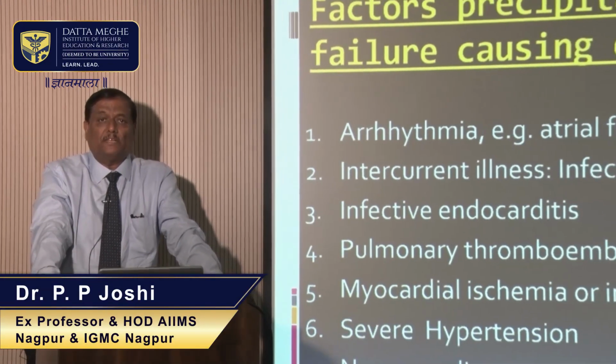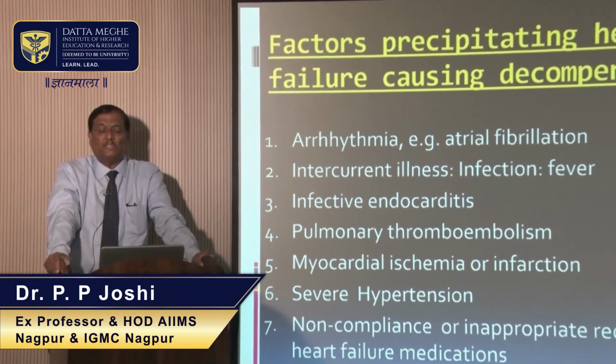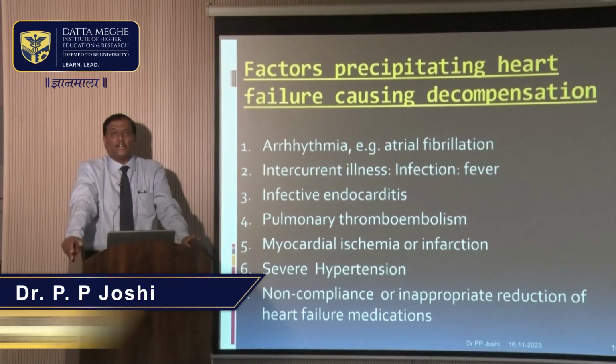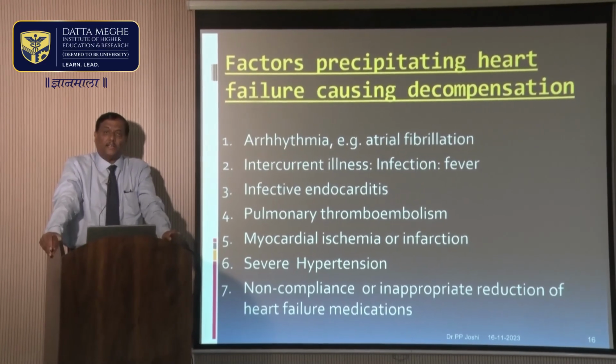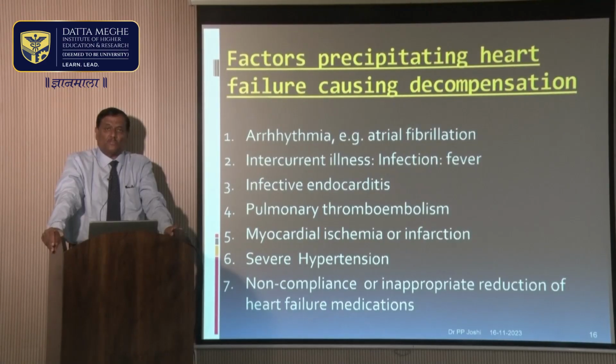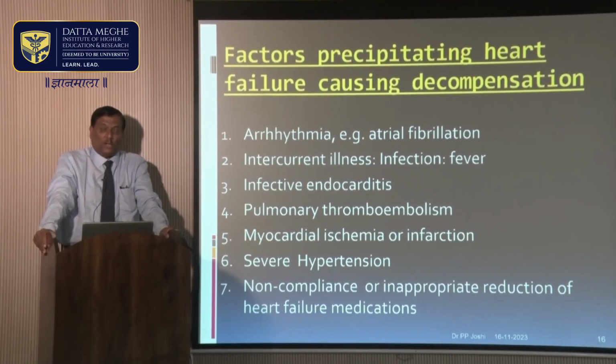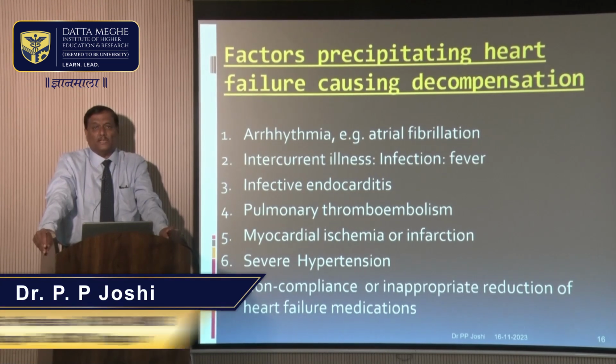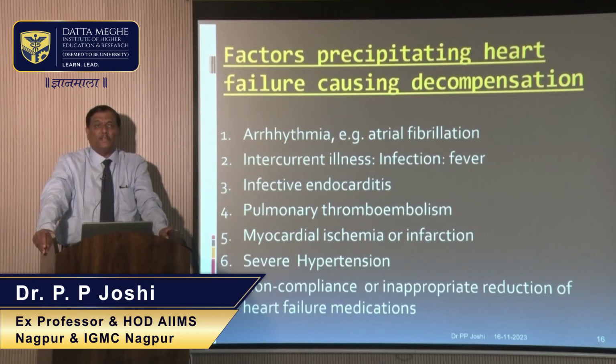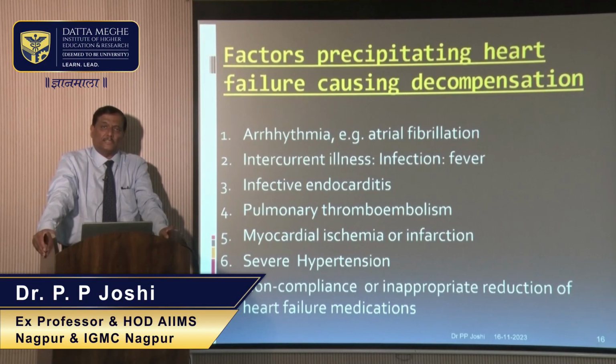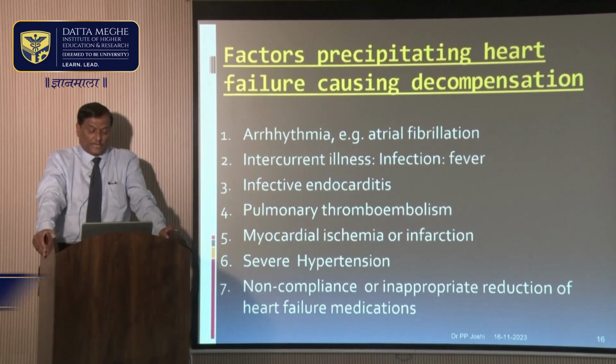Most common is arrhythmia. When a patient develops any sort of arrhythmia, the most common in rheumatic heart disease is atrial fibrillation, and that can lead to decompensation of a compensated heart failure, causing hospitalization. Or if a patient develops an intercurrent infection like fever, that increases the metabolic load on the heart, and the heart rate increases, and that may precipitate heart failure.